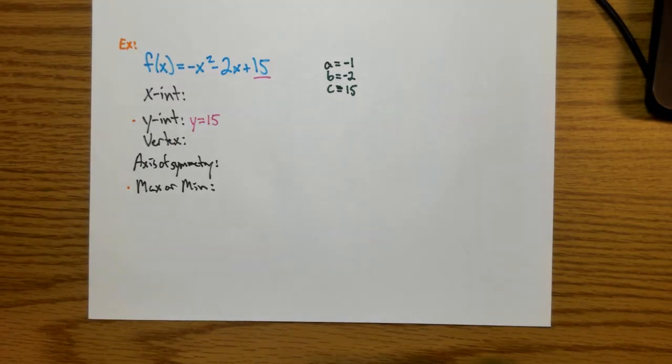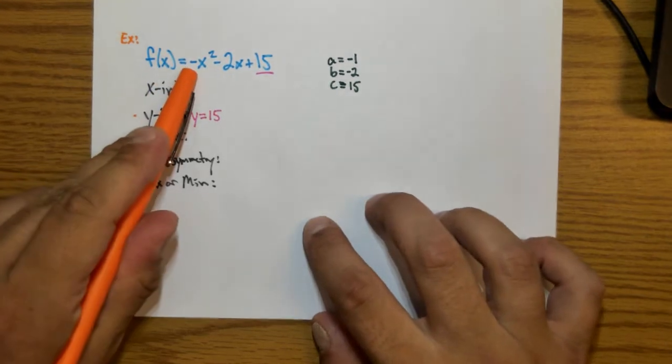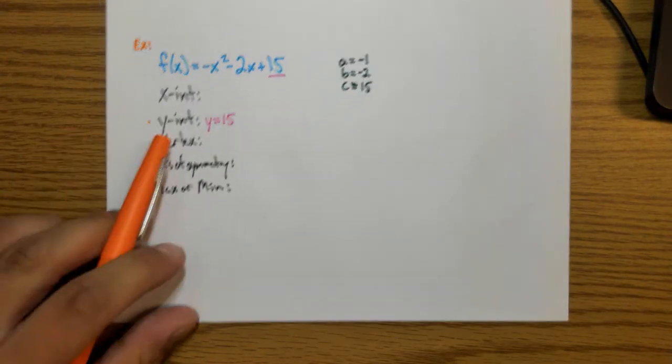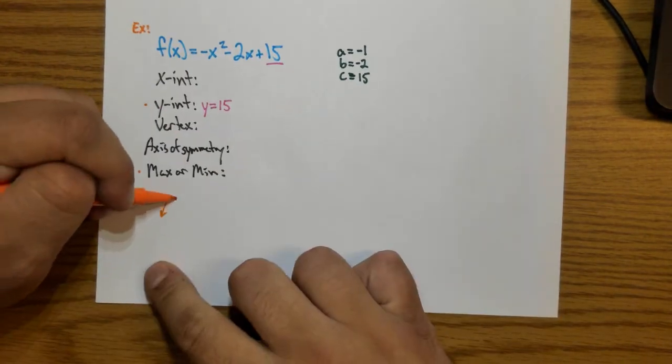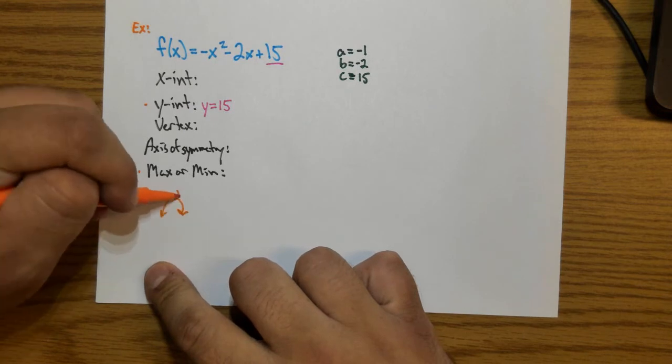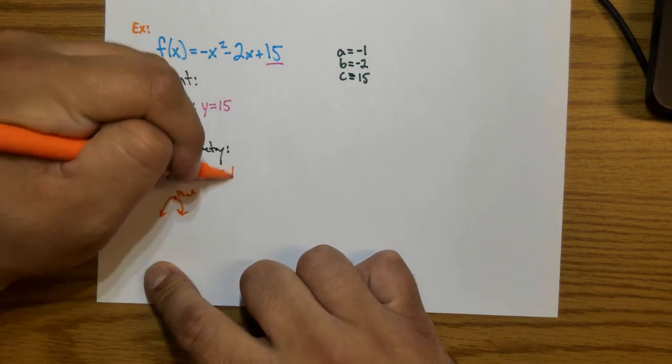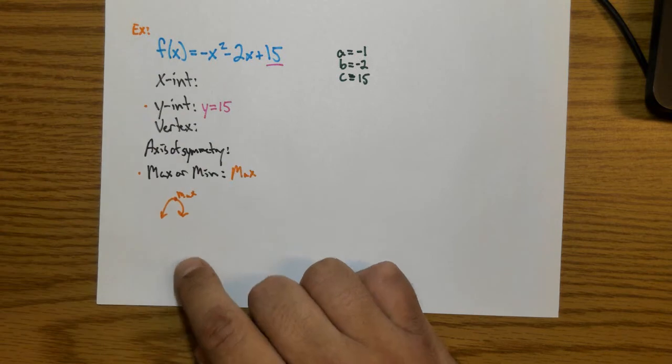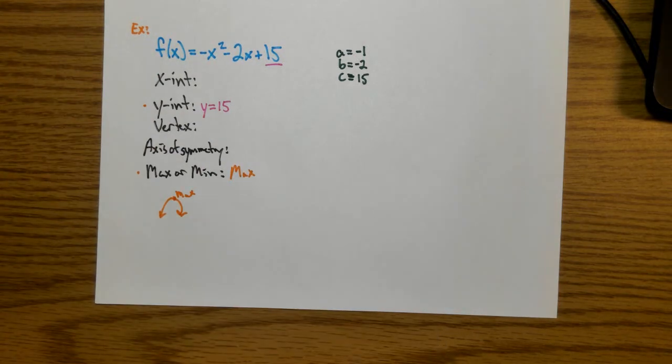Min or max, we can determine whether it opens up or down. This opens down, so the vertex is going to be a max. It's going to be a maximum high point. So just 2 things we could answer right off the bat. Kind of makes it seem a lot less intimidating.